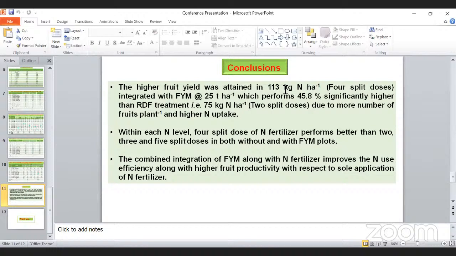Ma'am, actually we have optimized the dose in the package of practices. There is a nitrogen recommendation for the variety, but CH27 is a hybrid. It is more responsive to nitrogen fertilizer. That's why we can optimize to 113 kg nitrogen in 4 equal splits. Due to the higher fruit productivity of the hybrid as compared to the variety, we can optimize the 113 kg nitrogen. You have done the optimization, because only with optimization can you say that 113 is the optimum dose.